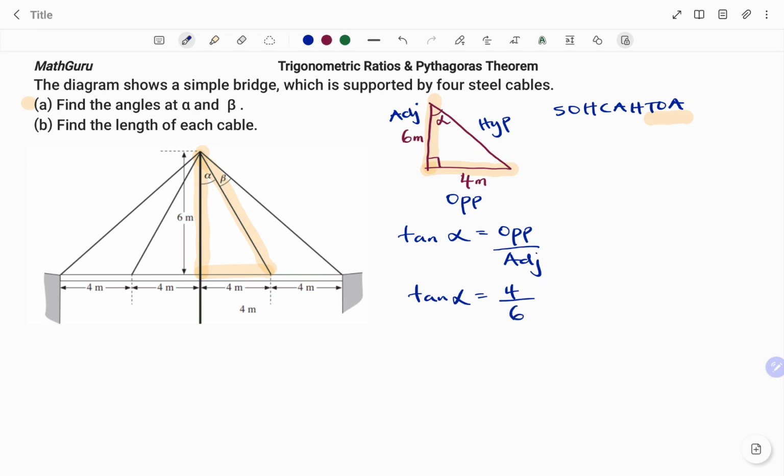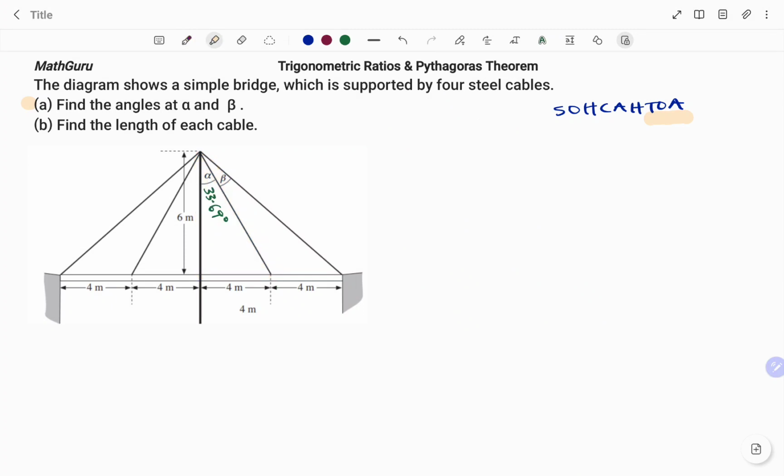To find my alpha, I'm going to move my tangent to the right hand side, and once you cross the equal sign, it becomes the arctan of, let me put that in a bracket, 4 over 6. To find the arctan on your calculator, it is the second function of your tan button. So therefore, alpha equals 33.69 degrees to 2 decimal places.